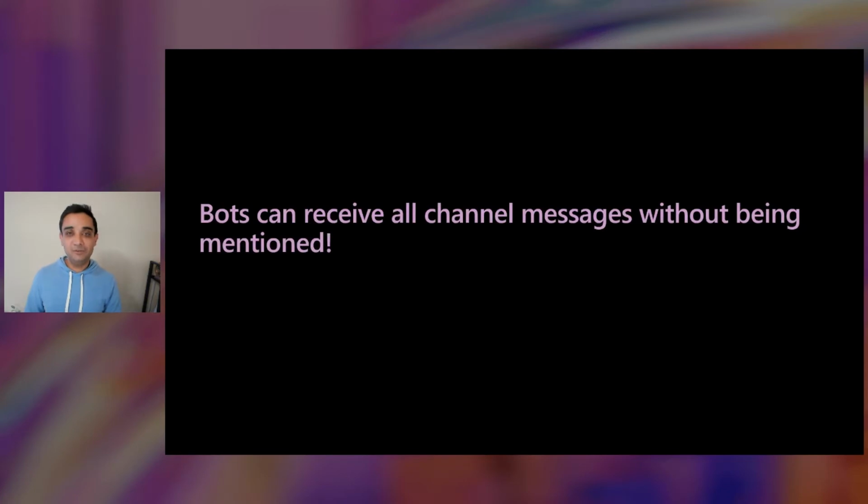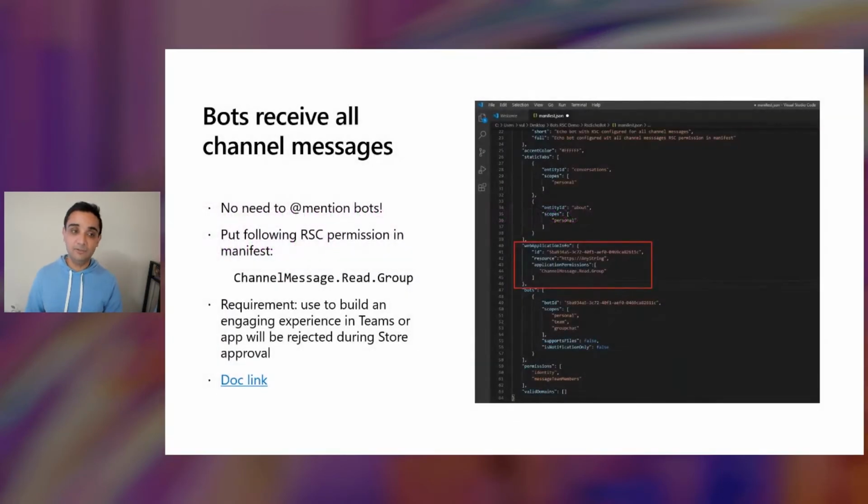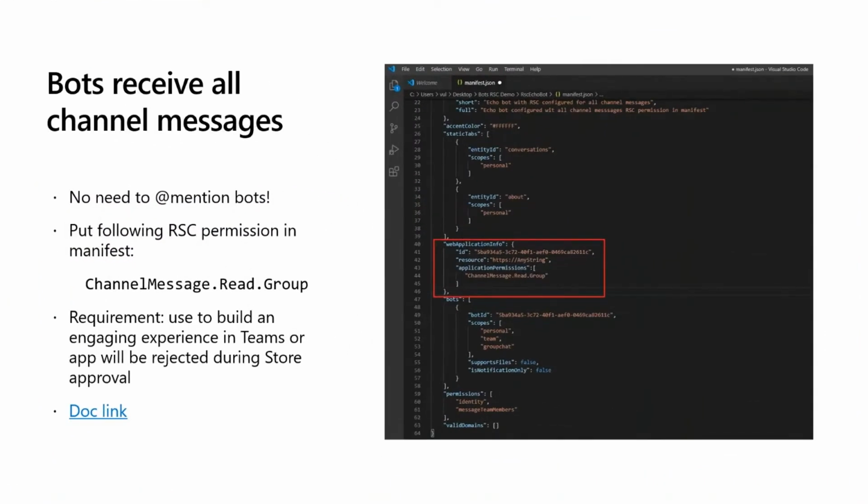So first up, let's talk about the ability for bots to receive messages without being mentioned. Ever since we announced support for bots inside Microsoft Teams, this has been one of the most requested features, and we now have it available in GA. This only works for bots that have been granted a specific resource-specific consent permission, and that permission is ChannelMessage.Read.Group. If your bot has this permission, it will be able to receive messages in the channel without being mentioned. Using this permission is really simple as well. It's a couple-line change inside your app manifest, and that's all it takes.